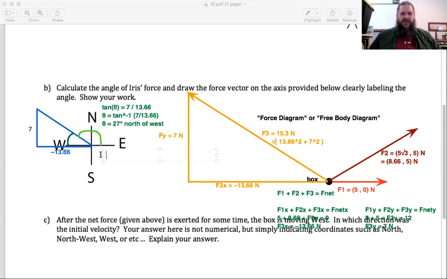So instead of saying 27 degrees north of west, we could say theta equals 153 degrees in standard position. Standard position for an angle means we're starting from the positive x-axis and measuring counterclockwise from there. So if you don't specify north of west or south of east or whatever, it's assumed to be in standard position. So we could describe this angle as 153 degrees. Any questions on that so far?